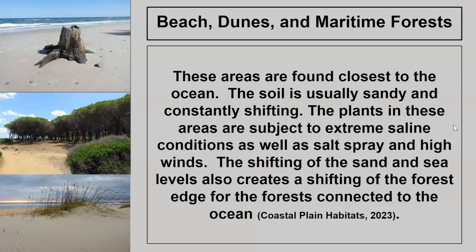Beach dunes and maritime forests. These areas are found closest to the ocean. The soil is usually sandy and constantly shifting. The plants in these areas are subject to extreme saline conditions as well as salt spray and high winds. The shifting of the sand and sea levels also creates a shifting of the forest edge for the forest connected to the ocean.